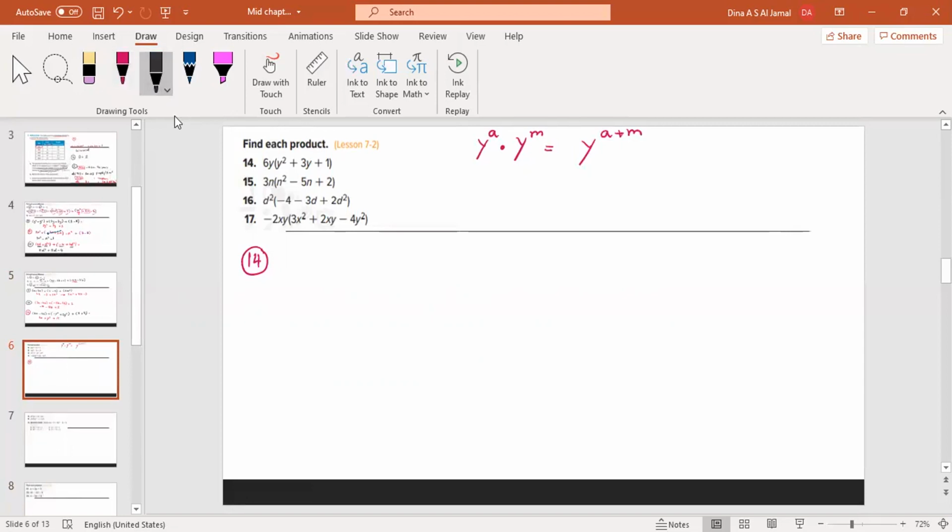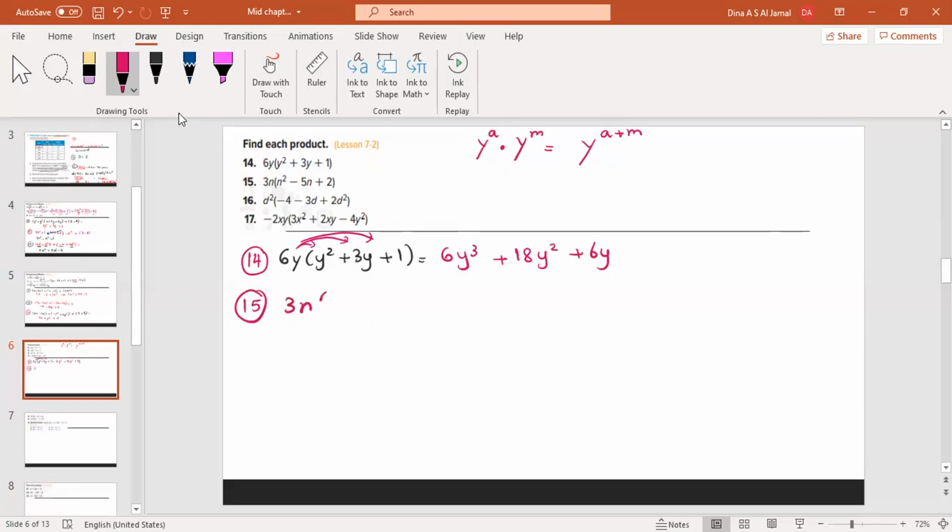All you need to do is use the distributive property. So 6y times y squared plus 3y plus 1. Just apply the distributive property and add the powers from the beginning. All you will be having is 6y cubed plus 18y squared plus 6y. Now let's go to question 15.